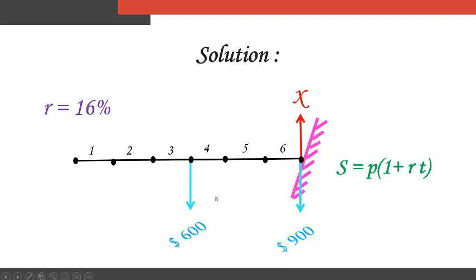The first obligation, $600 after 3 months: 1, 2, 3. We count the distance, not the point. The second obligation is after 6 months. We will replace them with a single payment, X, after 6 months. The old obligations are under the timeline. The new obligations are opposite, above the timeline.